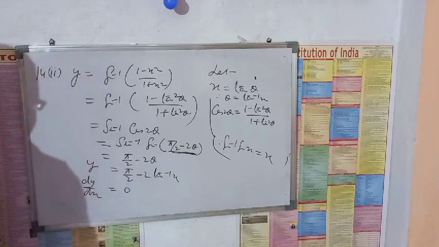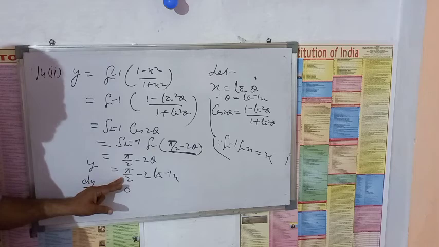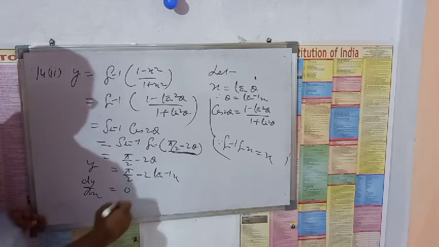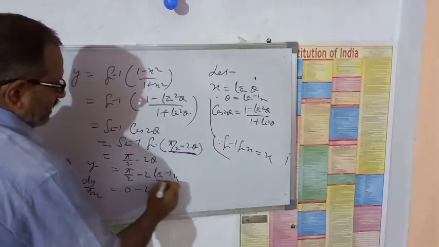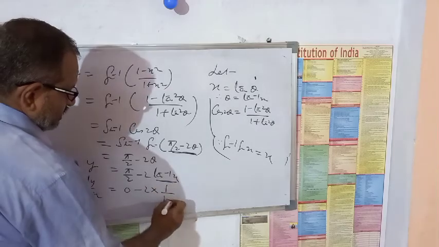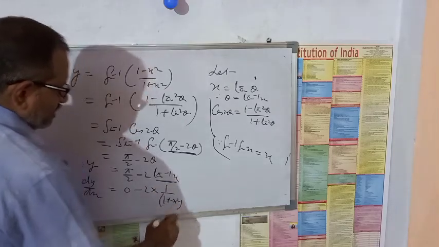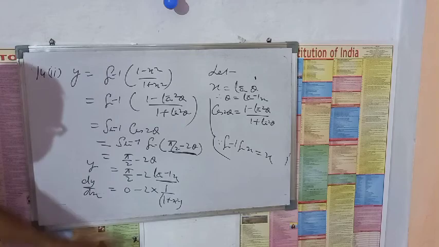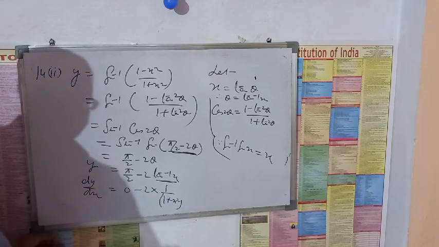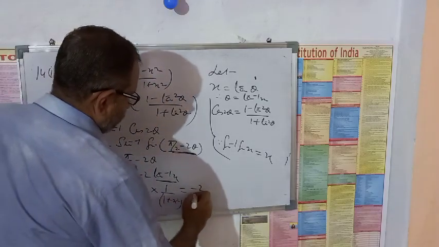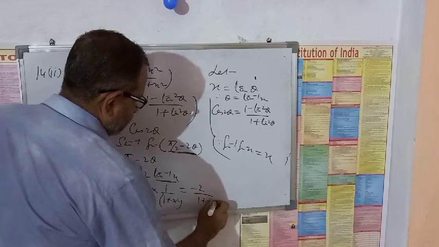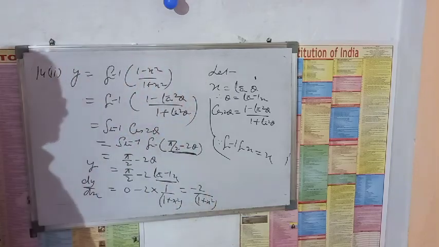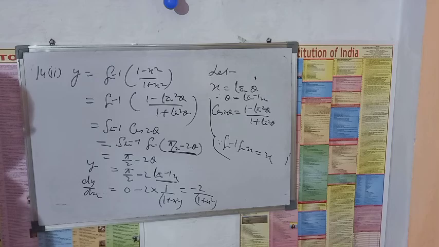Now differentiate. Pi by 2 is constant. Derivative is 0. Minus 2, what is derivative of tan inverse x? Derivative of tan inverse x is 1 upon 1 plus x square. So we can write here minus 2 upon 1 plus x square. So it was question number 14, second part.